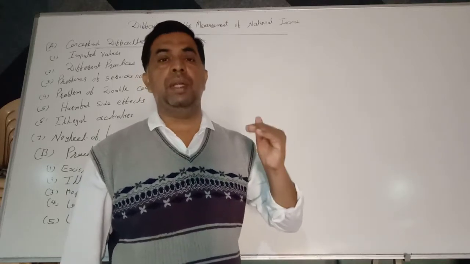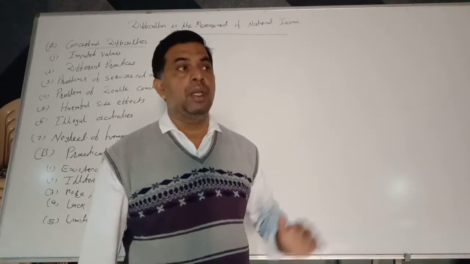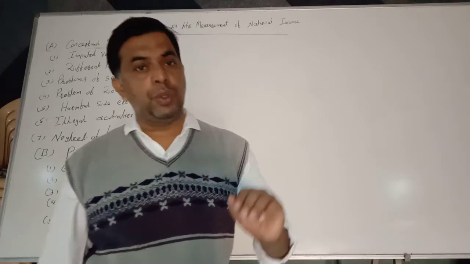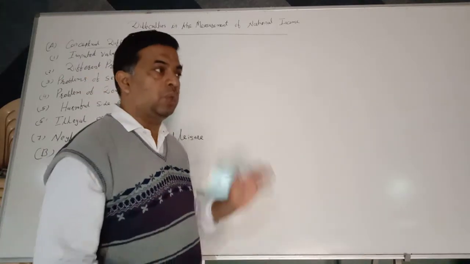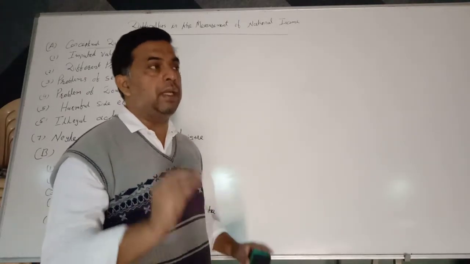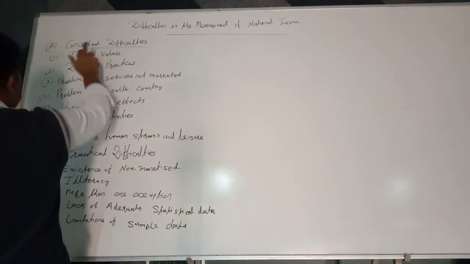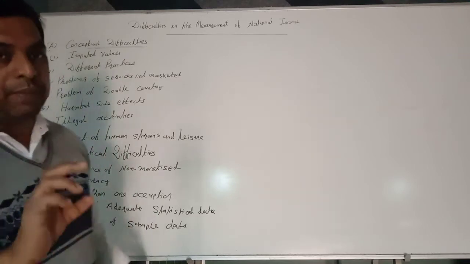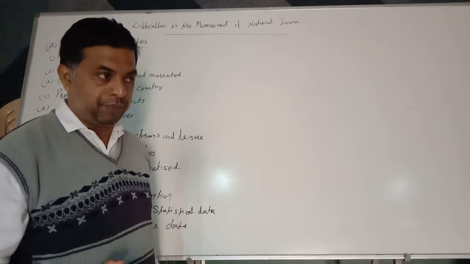Therefore, national income data are also known as national income estimates. And difficulties in measurement of national income are also known as difficulties in estimating national income. Okay. So today we are going to discuss difficulties in measuring national income. There are two types of difficulties: conceptual difficulties and practical difficulties. Conceptual difficulties are also known as methodological difficulties.